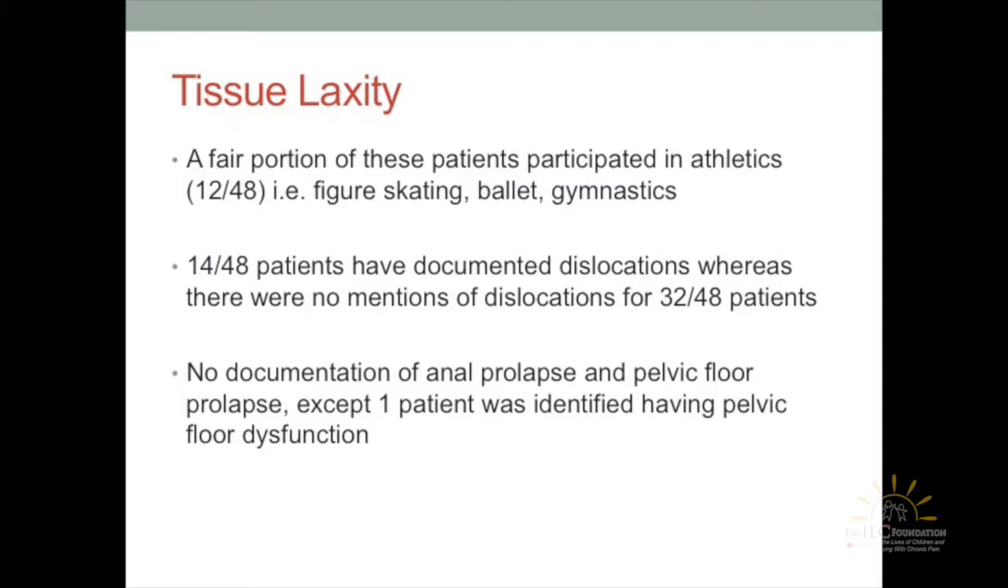The literature has also identified anal prolapse and pelvic floor dysfunction as part of the tissue laxity presentation. And again, we had only one patient identified as having pelvic floor dysfunction. So I feel like with the tissue laxity issues, we're either not asking the questions or the patients aren't reporting them. So I think we need to look at doing a more comprehensive assessment when it comes to this.